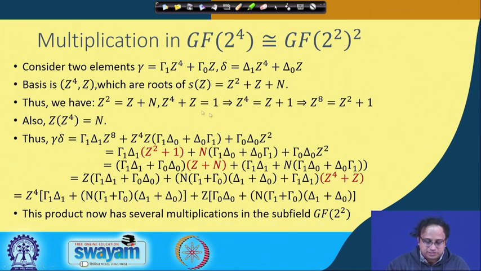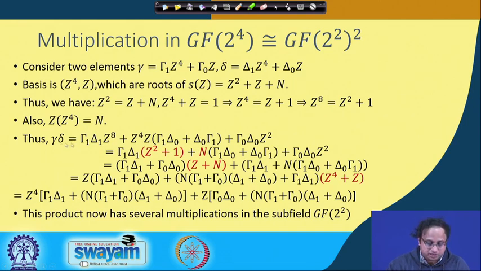So what is that? We can write that z^2 plus z is n when I want to do my simplifications, and I can also write z^4 plus z is equal to 1, because that is the sum of the two roots. Therefore z^4 is equal to z plus 1, and z^8 is equal to z^2 plus 1. I have just done squarings on both sides. Also, the product of the two roots, that is z and z^4, should be equal to this constant n. So now I am ready to do this multiplication.